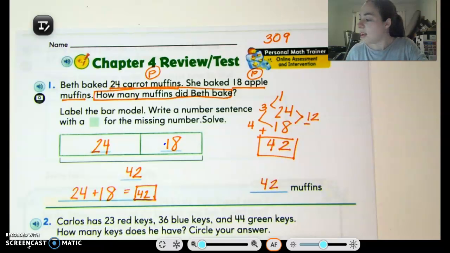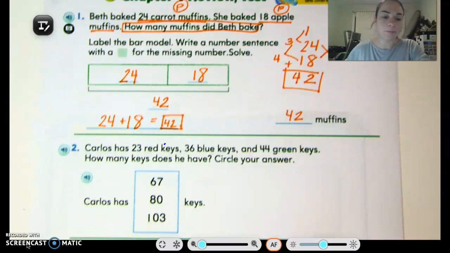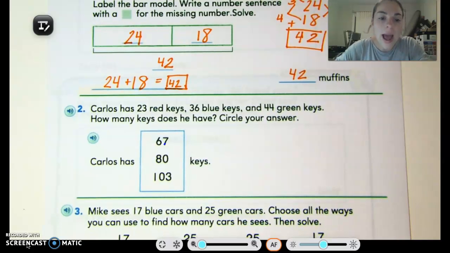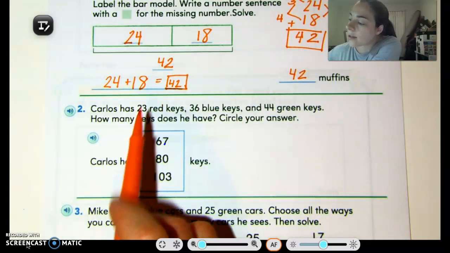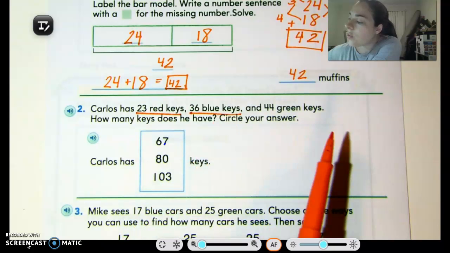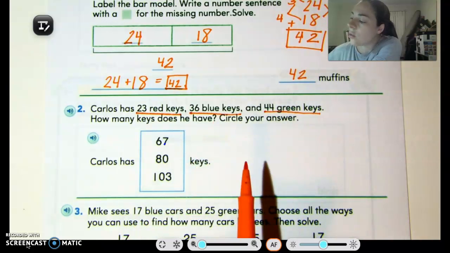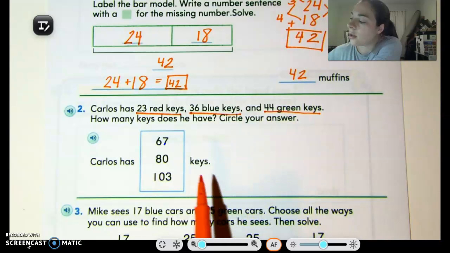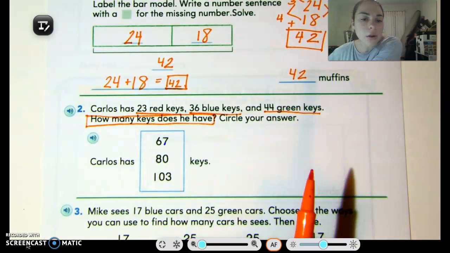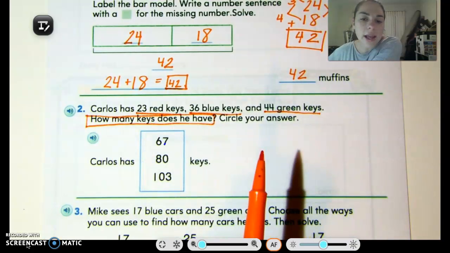I hope so. All right, number 2. Carlos has 23 red keys, 36 blue keys, and 44 green keys. How many keys does he have? Circle your answer. Okay, so let's underline our important numbers. 23 red keys, 36 blue keys, 44 green keys. What should we box? How many keys does he have. So they're wanting us to solve how many keys in all.